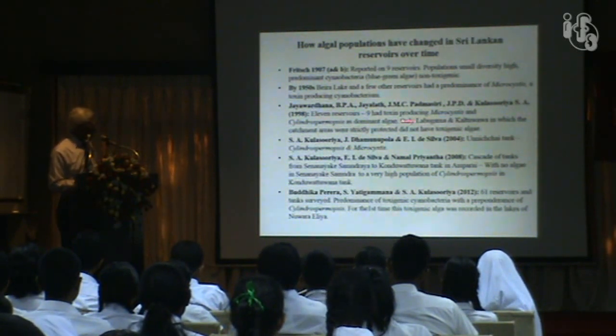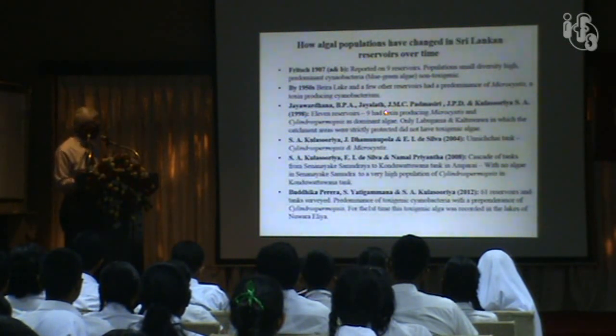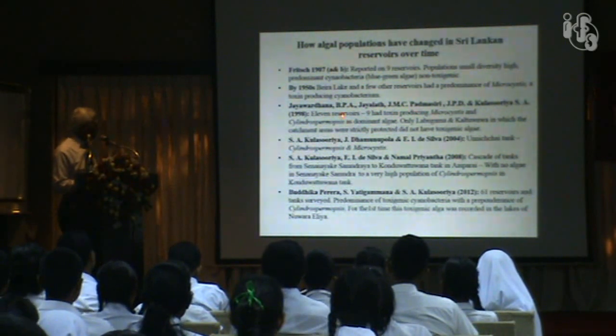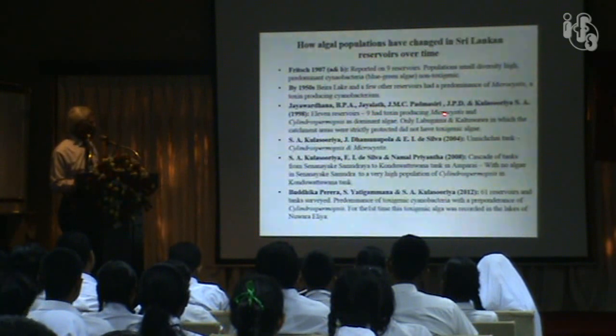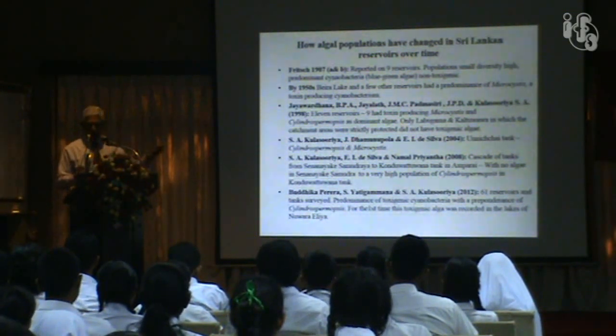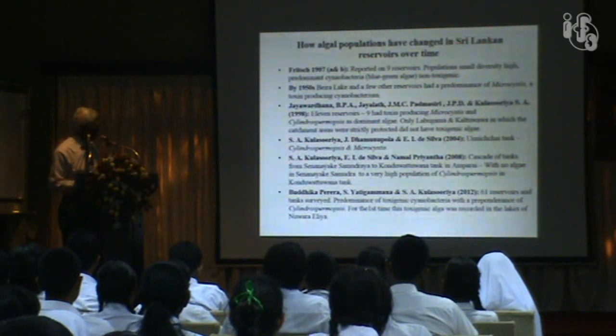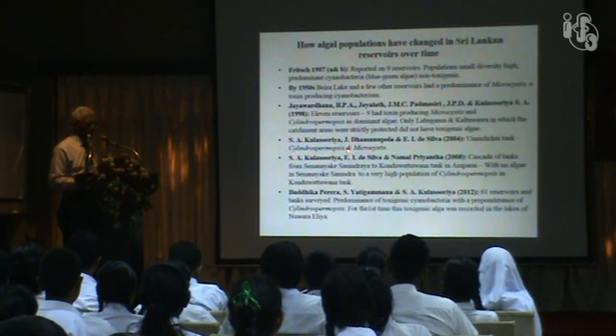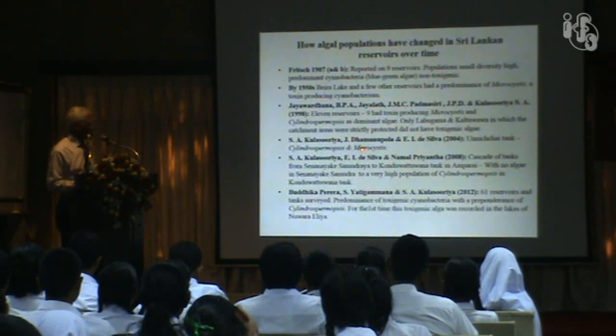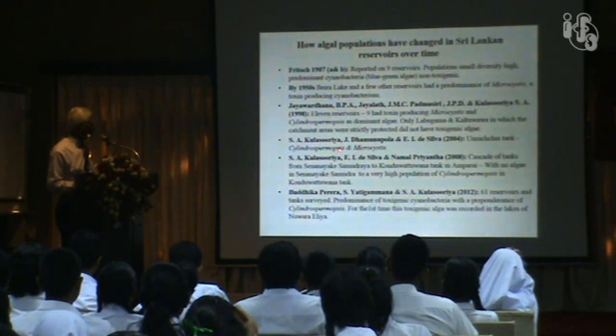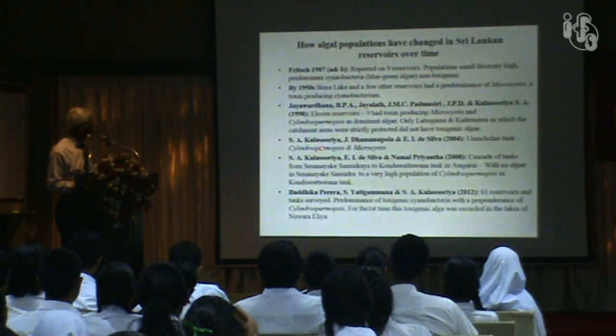Then we ourselves monitored 11 reservoirs, particularly from the Anuradhapura area, and 9 out of the 11 had toxin-producing algae. Only two, Labugama and Kalatuwawa, which provide water to Colombo, did not have them because they had protected catchment areas. Then by 2004, Uniche tank had a huge bloom of Cylindrospermopsis and Microcystis. This is the most predominant toxin-producing alga in Sri Lanka today.